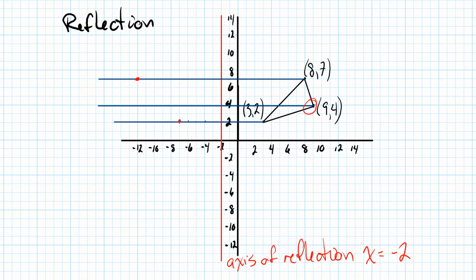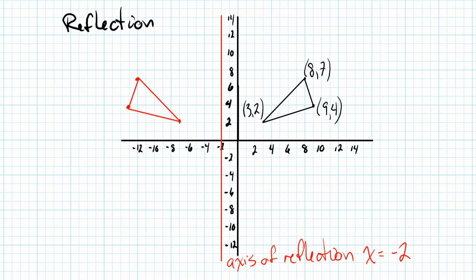And here we are 9 plus 2 from the axis of reflection, which means we're 11 from the axis of reflection, which means that is going to be at negative 13. And then we can join up those three coordinates. And you can see that this is reflected there, this one is there, and the third one, of course, is there.